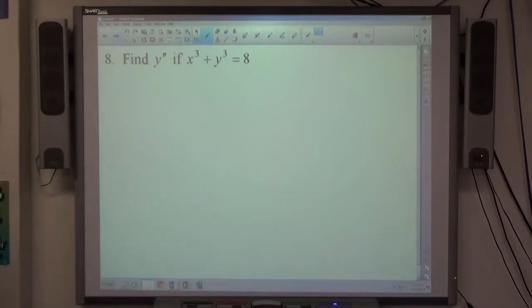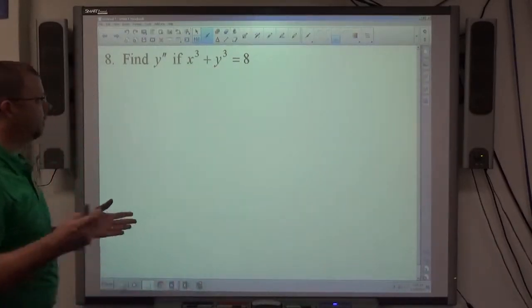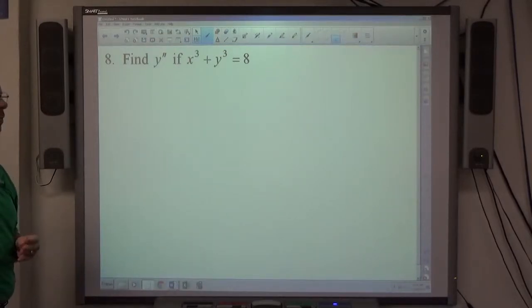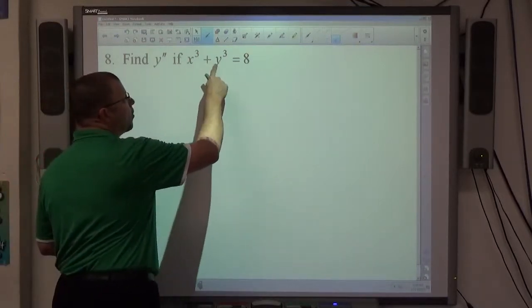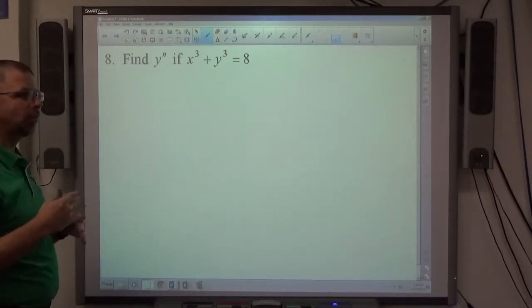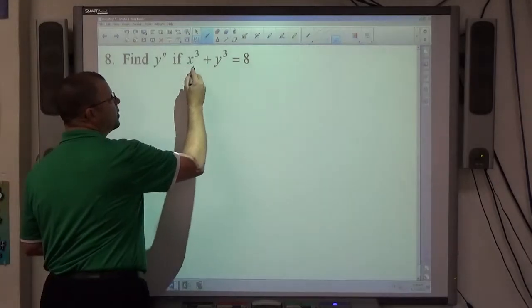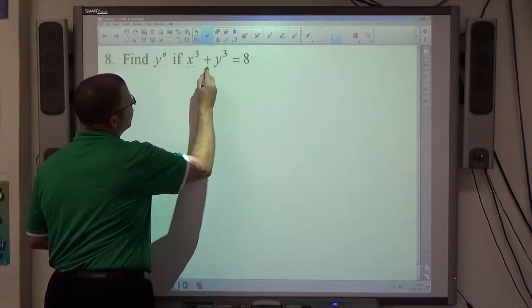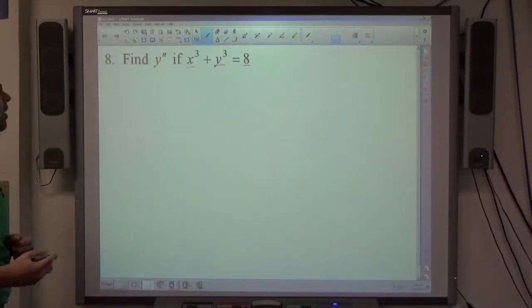Number 8, find y double prime. Now this is a special structure. We've seen it when we did the second derivative of chapter 3.8 with implicit differentiation. We got some extra practice this week. X to a power plus y to a power equals a number. When you do a second derivative, it's just going to have a special thing at the end there that makes it really nice. But if I just start off with the basic derivative of this, x cubed plus y cubed equals 8 is an implicit function, so implicit differentiation is necessary.